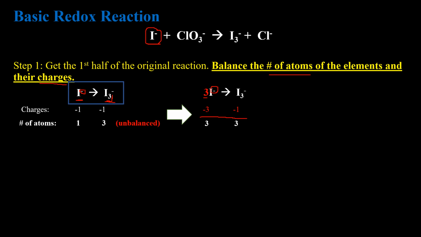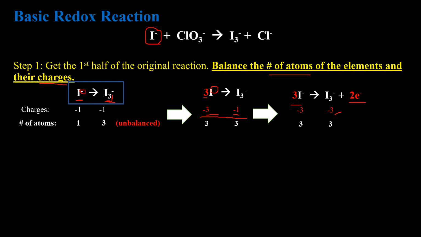Okay, so what are we going to do to make these two equal? You are going to add electrons. That's why it's a redox reaction, because we could simply add electrons to make the equation balance. So we need to add 2 electrons on the product side to make the charges equal to -3. If the reactant is already -3 and we added 2 electrons on the product side, it will also be -3 on the product side.